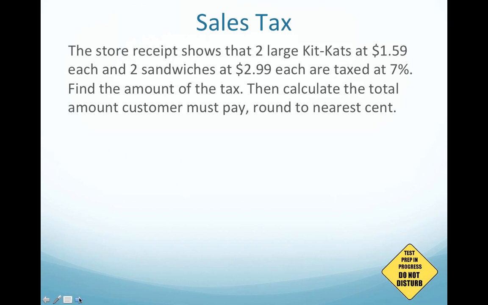All right, here's another type of taxes we'll see, which is sales tax. We got some transactions here. Two large Kit Kats at $1.59 each. Two sandwiches at $2.99. And the sales tax rate is 7%. Not everything's taxed for sales tax. If it's processed, you got sales tax on it. So here we'll add up all the costs.